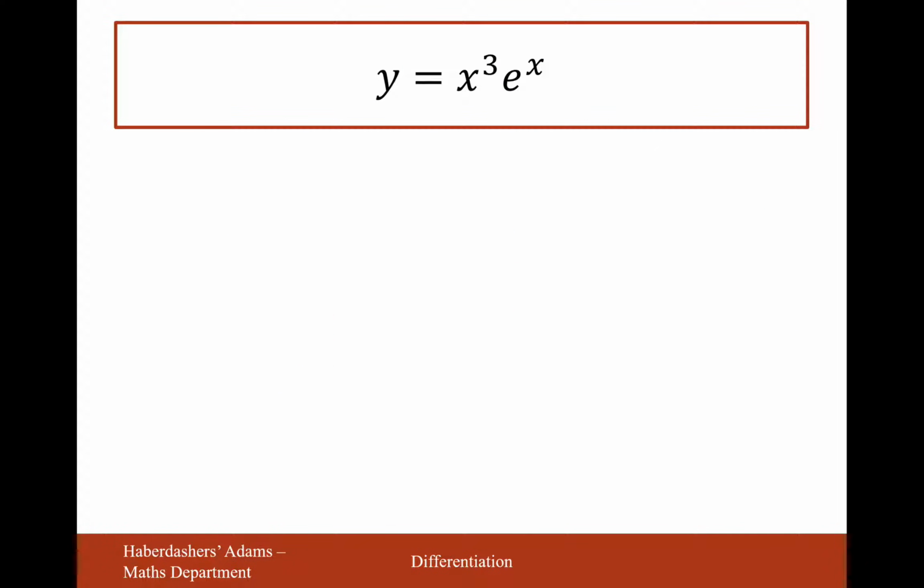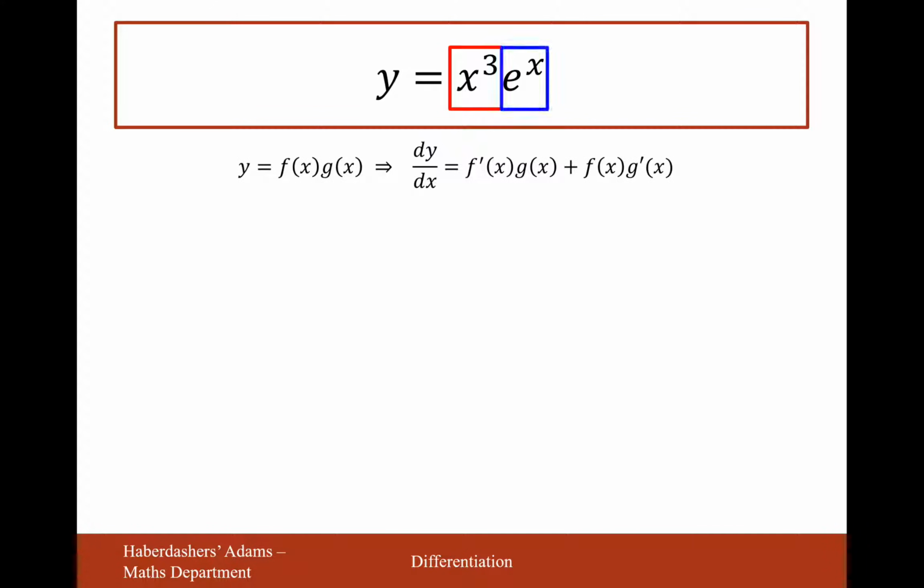Next one's the product rule, because we've clearly got x cubed multiplying by e to the x. One function is not nested inside the other, so it's just a product rule. So in this case, let's start differentiating. The f function will be the red one, the g function will be the blue one, so differentiate the f function first, that's 3x squared, and multiply it by the original g function, e to the x. Okay, so we differentiate one, kept the other one the same.